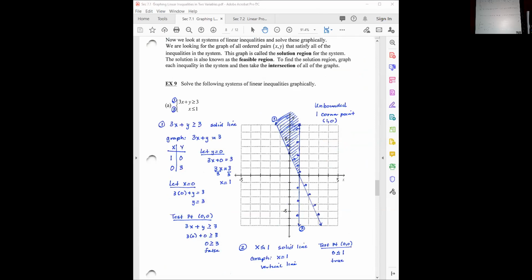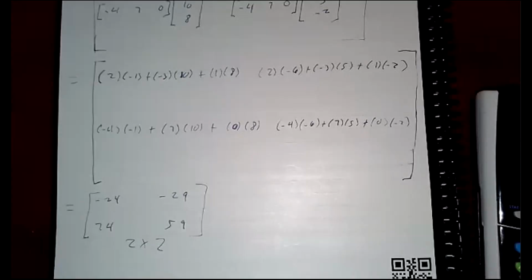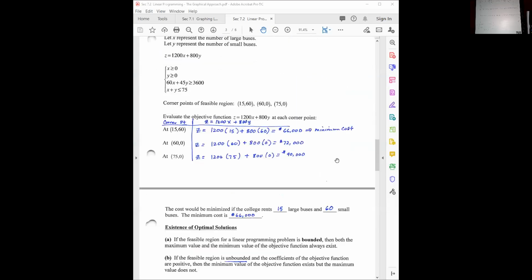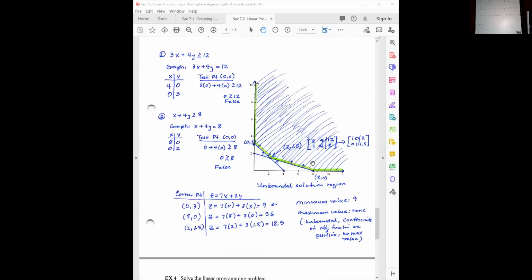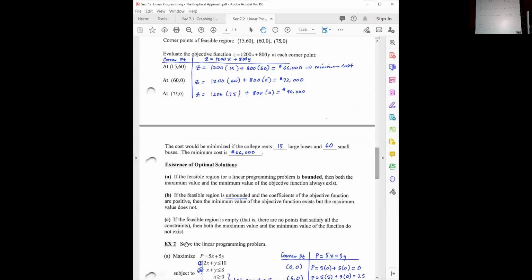Okay, that's what they're saying here. That's what they're saying on number 2, rather, B. If the feasible region is empty, meaning all the sections do not overlap, then there is no maximum or minimum. So all the constraints need to overlap somewhere. Otherwise, you can't find an optimal solution.